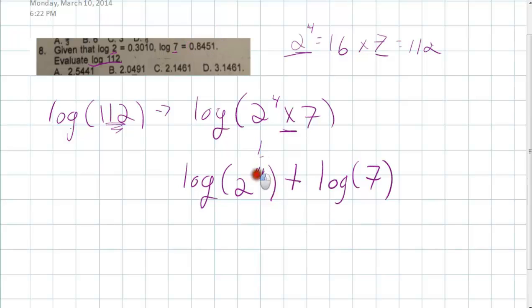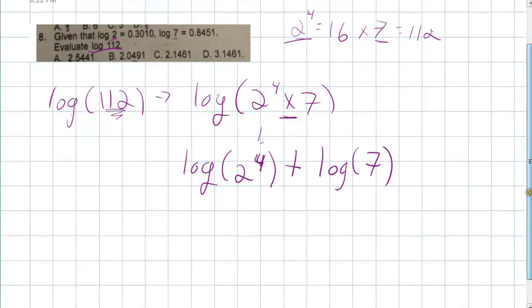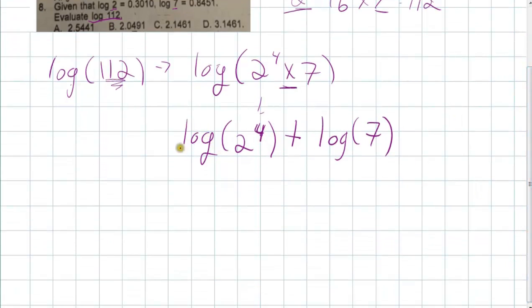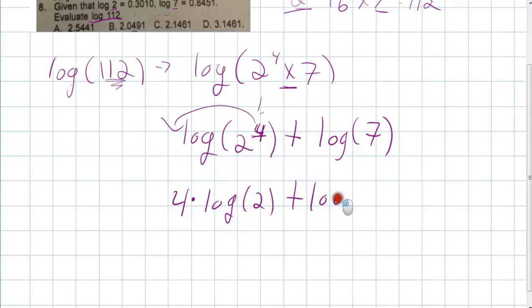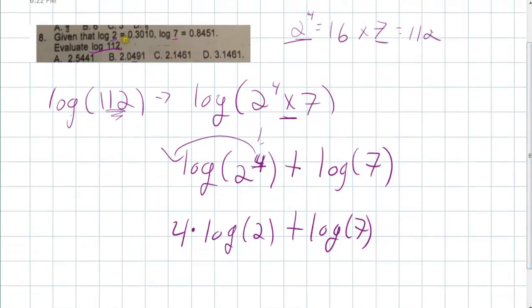This is not a pretty 4, but you can understand what I'm trying to say here. Another rule of logs is that the exponent can be taken out. So this exponent, we can say 4 times the log of 2, and these are exactly the same thing. Now we're just going to say plus the log of 7 that we had already found out before. And now we really have something we can work with, because we know what the log of 2 is.